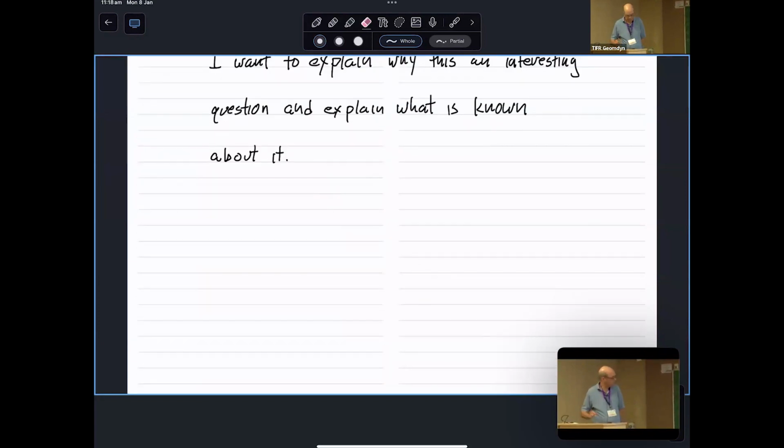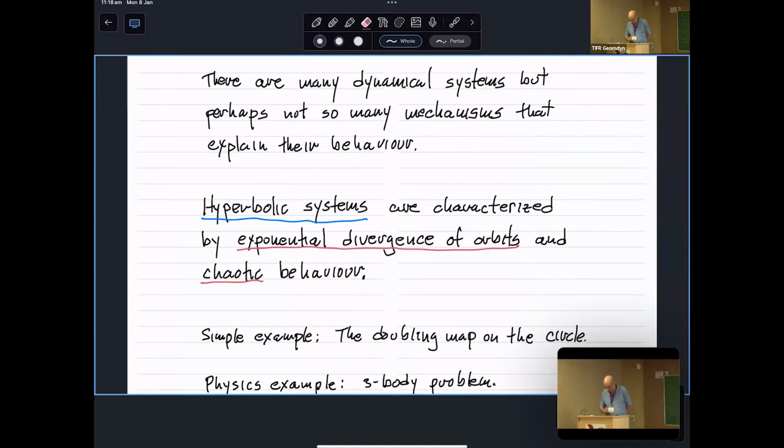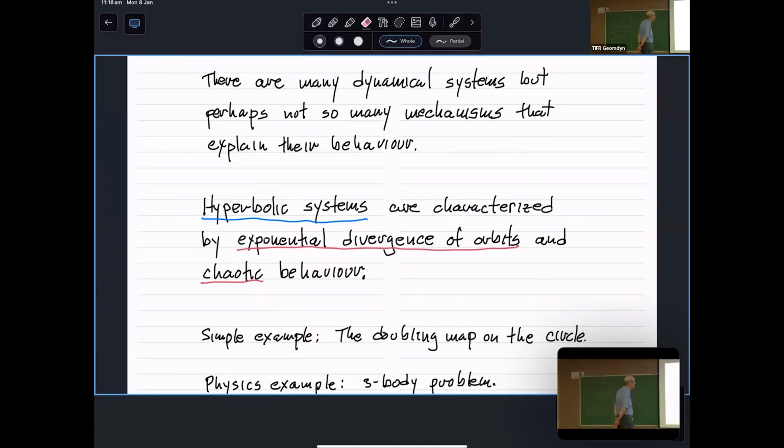So I want to explain why this is an interesting question, what's known about it, why it might be true, and why it might possibly not be true. Most people here are dynamical systems people, but there may be a few people left over from last week who are still hanging around. So let me just say a few things to orient you.